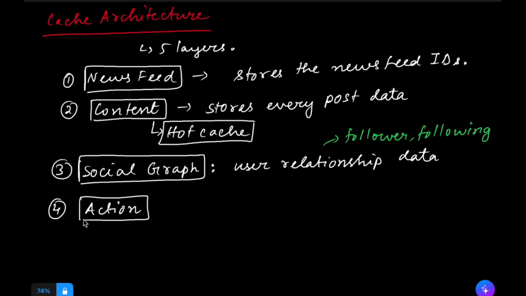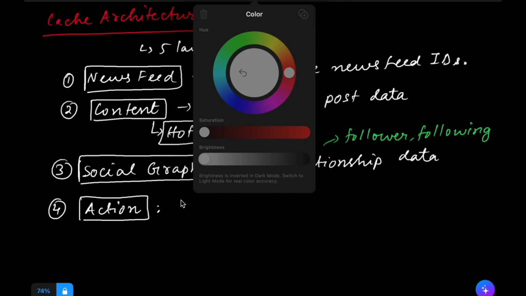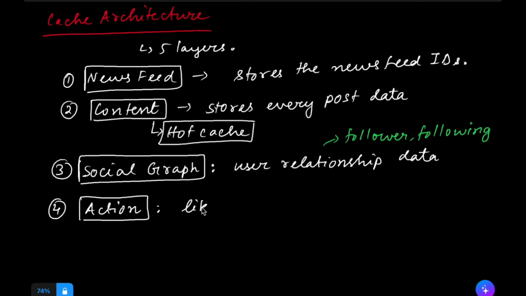The fourth layer is action. Here it stores information on whether a user liked a post, replied to a post, or took other actions on the post, like hiding that post or reporting that post, etc. So it stores information like liked or replied or any other action taken on that particular post.